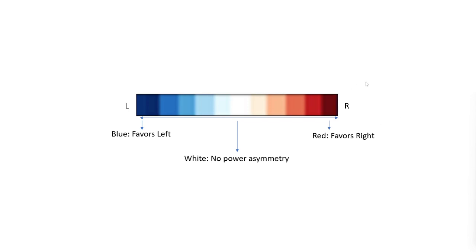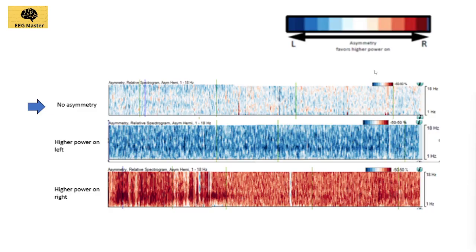These differences in power, at times, may not be very evident by visual inspection of FFT spectrograms or raw EEG. In the examples shown here, the top panel is from an EEG recording with no clear asymmetry. The middle trend clearly demonstrates a higher power on the left with predominantly blue color, and the bottom panel is from an EEG where there was a higher power on the right across all frequencies.